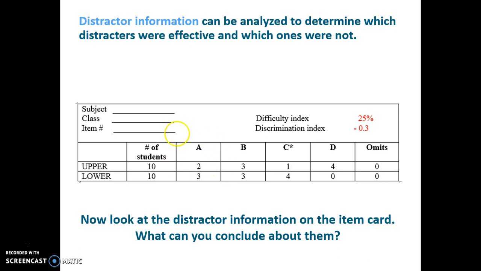So the decision to be taken would be to maybe discard this item because C is the answer and more persons from the lower group are choosing the answer. So it might suggest that there is ambiguity or something in the question that is throwing off your high performers. If you look at the discrimination index, which says negative 0.3, it would suggest that it is a very poor item, because it is below 0, it's negative. So this item would need to be discarded or revamped in a big way before it is reused.